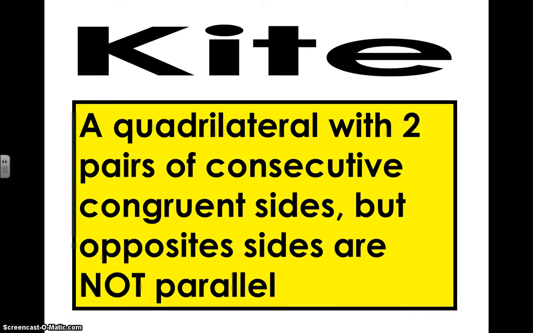A kite is not a parallelogram, but it is a quadrilateral. And a kite is a quadrilateral with two pairs of consecutive congruent sides. Remember, consecutive means that they are right next to each other, and congruent means that they're equal. But opposite sides are not parallel. So we have to make sure we understand that opposite sides are not parallel like they were in a parallelogram. Because a lot of people think that a kite and a rhombus are similar if you turn it sideways, but they can't be because opposite sides are not parallel.